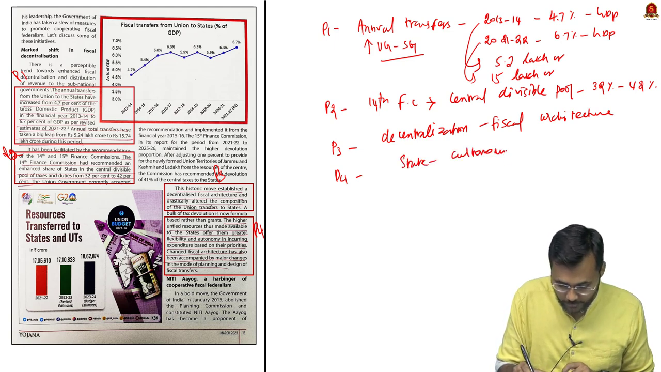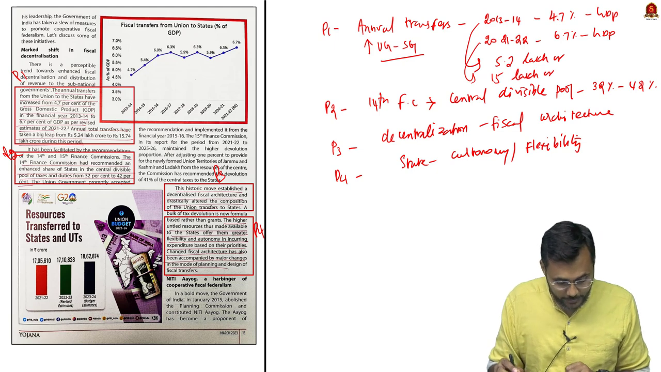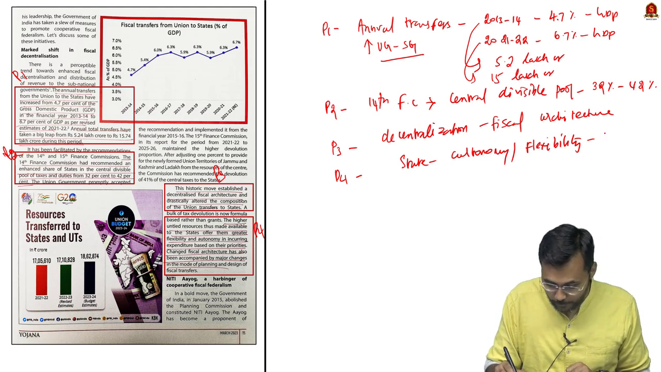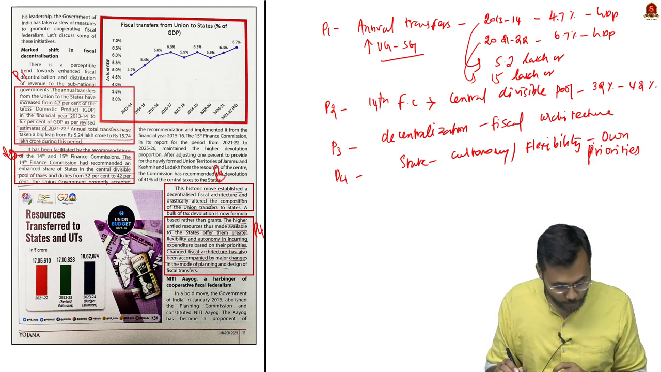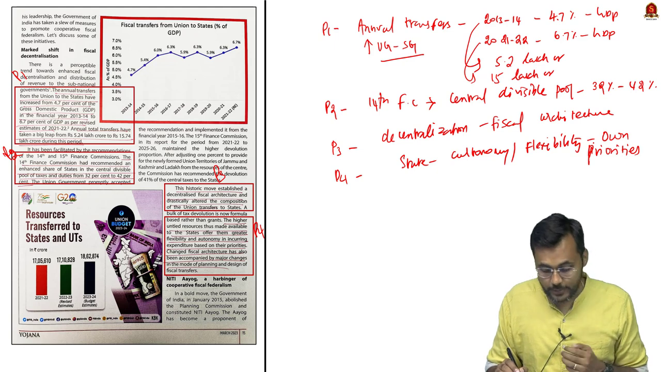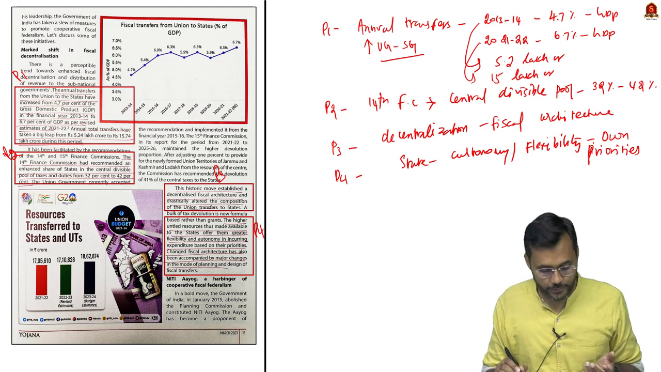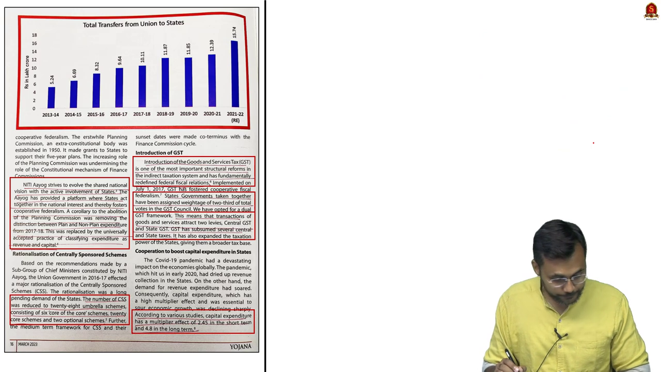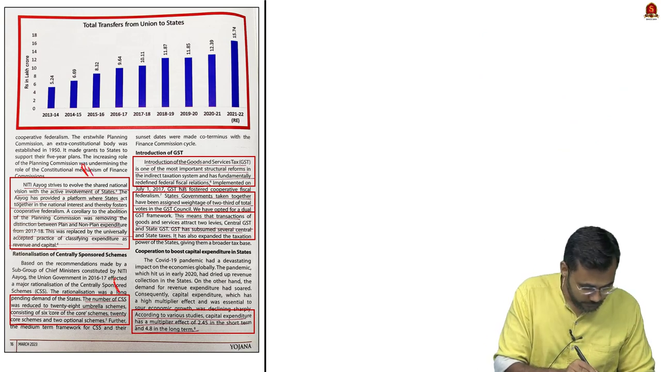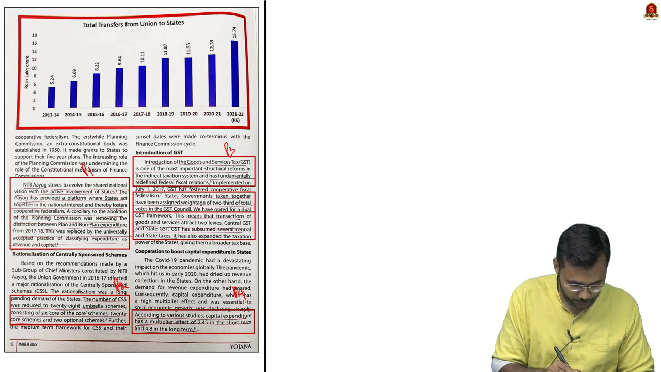In the last 10 years, greater autonomy and flexibility has been given. We'll see some information on it in the fiscal dimensions, and they can focus on their own priorities. State governments can focus on their own priorities, as every state has its own set of needs, and this helps by means of fiscal decentralization. That is given in paragraph 4. Paragraphs 1, 2, 3 and 4.